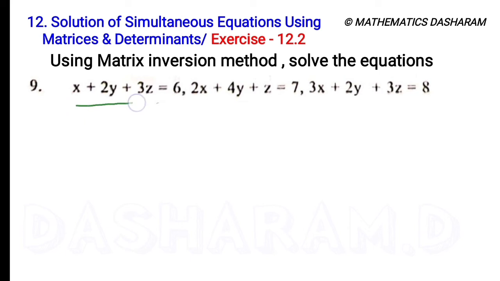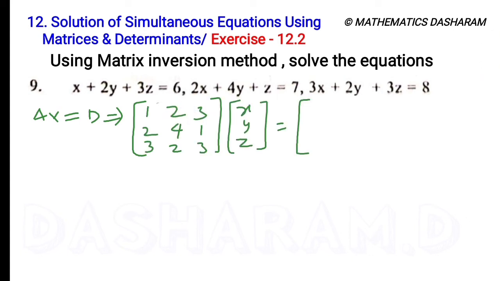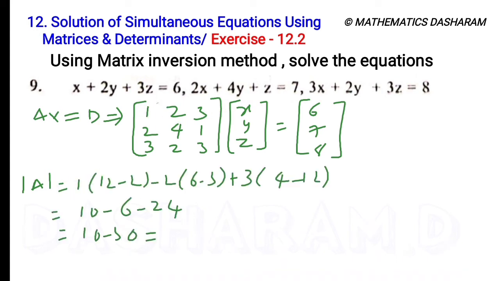Ninth question: x plus 2y plus 3z equals 6, 2x plus 4y plus z equals 7, 3x plus 2y plus 3z equals 8. So the matrix notation form is AX equals D. The coefficients of equations 1, 2, 3 form matrix A, and the constant matrix is 6, 7, 8. Let's find the determinant of matrix A. Expand the first row elements: 1 into bracket of 10 minus 30 is minus 20, so it is not equal to 0, therefore A inverse will exist.